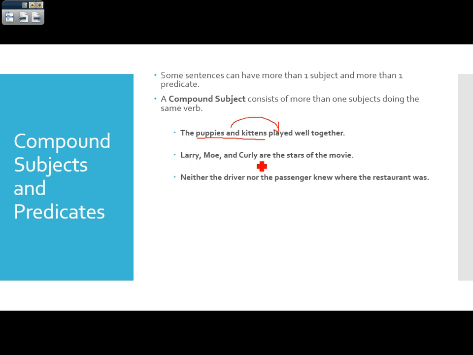Larry, Moe, and Curly are the stars of the movie. Larry, Moe, and Curly, all of them are doing the same verb, which in this case is the helping verb are. Neither the driver nor the passenger knew where the restaurant was. Who or what is doing something in this sentence? The driver and the passenger. So both of those are your subjects, but neither one knew, which is your simple predicate, where the restaurant was. So those three are all compound subjects.